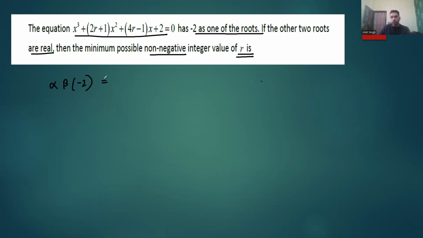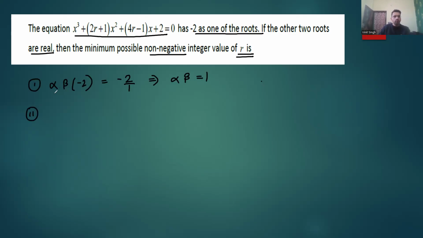The product of three roots is equal to minus d upon a. D is minus 2 and a is 1. So here we will get alpha into beta, which is equal to 1. This is the first case.